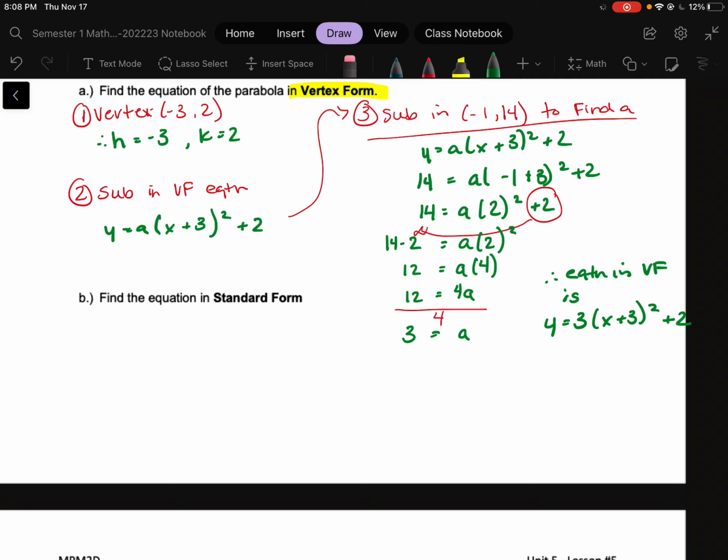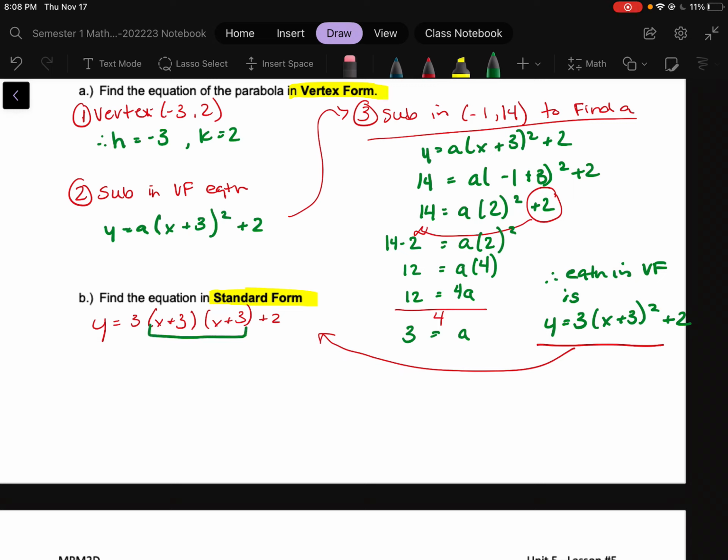Now it says for B, find the equation in standard form. So using the exact same equation that we had, we're going to plug this in, but we need to go to standard form. So we need to expand our brackets. Expanding it, we have y equals (x plus 3), and we have to write that twice because it's to the power of 2, (x plus 3) again, plus 2.